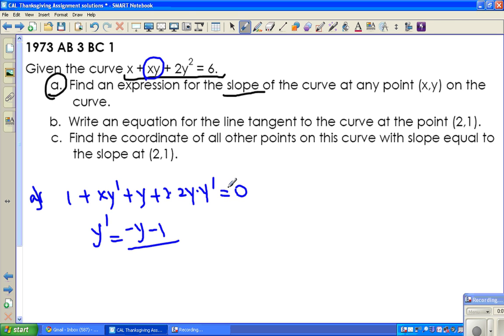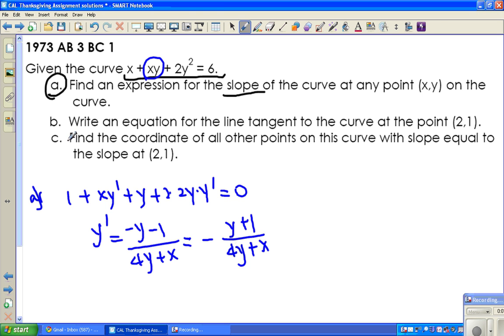As you factor out y prime in each case, we would be left with 4y right here, and then plus x has been factored out and then divided. So in fact, this essentially is equal to negative y plus 1 over 4y plus x. That will be the expression for the slope for A.